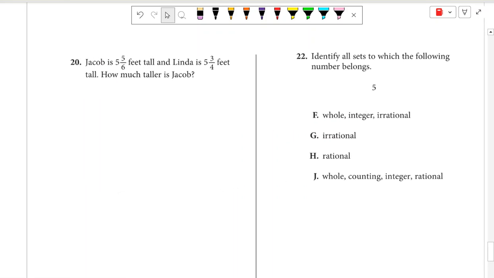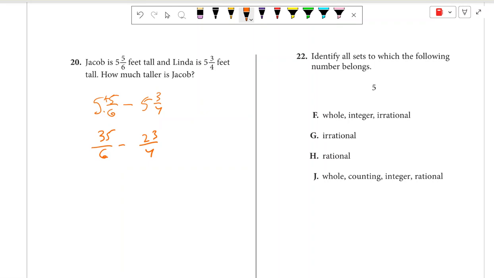Number 20. Jacob is 5 5/6 feet tall and Linda is 5 3/4 feet tall. How much taller is Jacob? Well, let's take a look. We're going to have to find the difference. So 5 5/6 subtract 5 3/4. Now on these, I like to make them improper. So that's going to be 35/6 minus 23/4. Now they're still not easily handled because the denominators do not match.